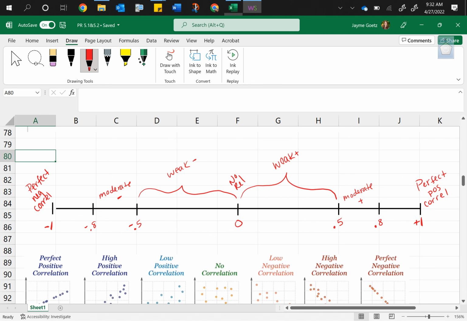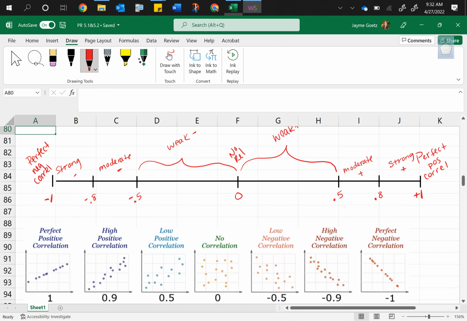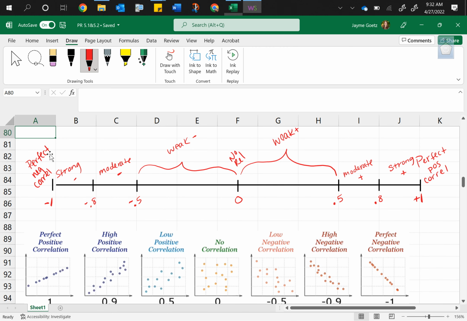Now, some examples of this are right down below here. A perfect positive correlation has a correlation coefficient of 1. If I were to draw a line of best fit, every single one of those points is on that line. That is what a perfect correlation means. Every single one of those points on your scatter plot fits on your line of best fit.